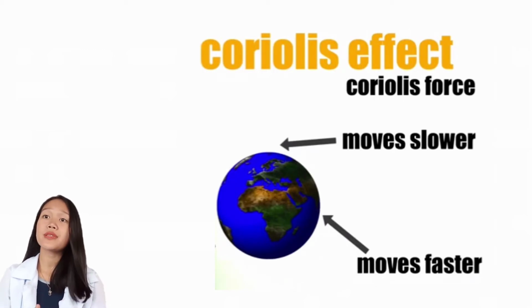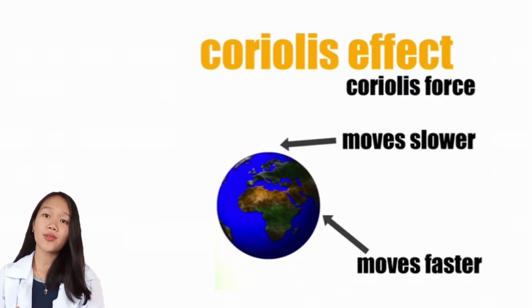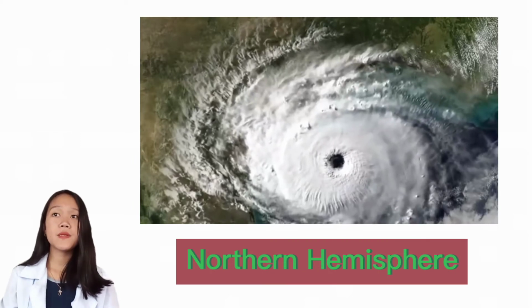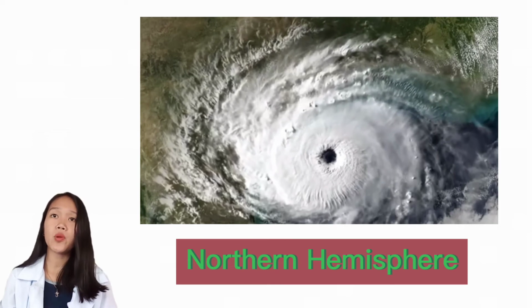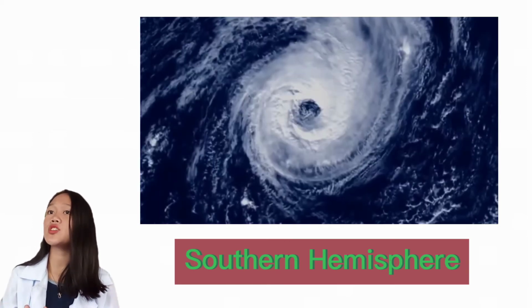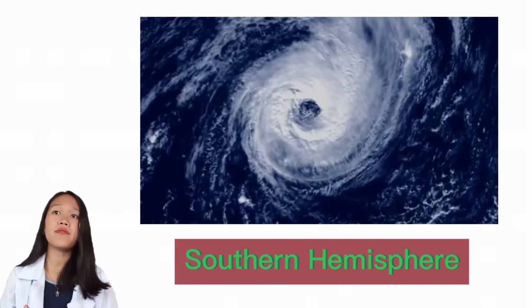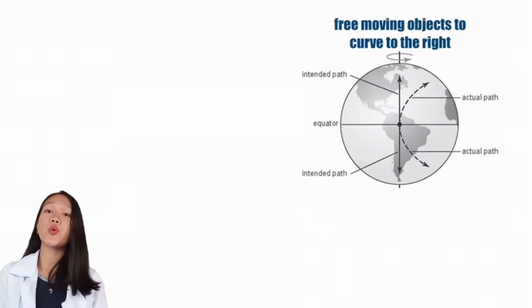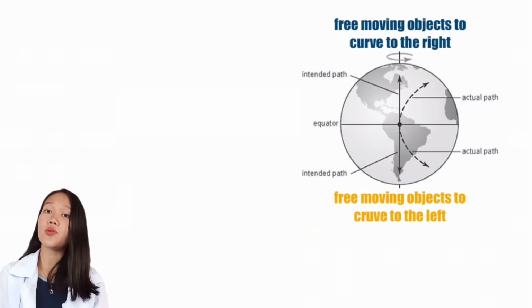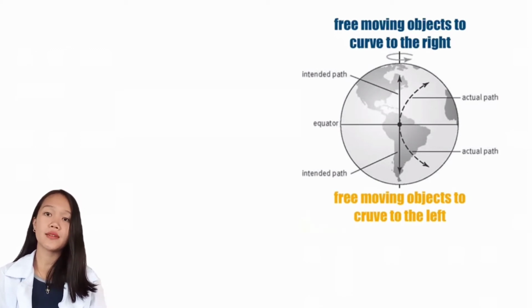This explains the differences in the rotational speed of the Earth on its equator compared to the poles, and this has an impact on the direction of the wind in the North and South Hemisphere. In the Northern Hemisphere, Earth's rotation is counterclockwise as seen from above the North Pole. In the Southern Hemisphere, the rotation is clockwise as seen from above the South Pole. The Coriolis effect causes free-moving objects in the Northern Hemisphere to curve to the right, and free-moving objects in the Southern Hemisphere to curve to the left.